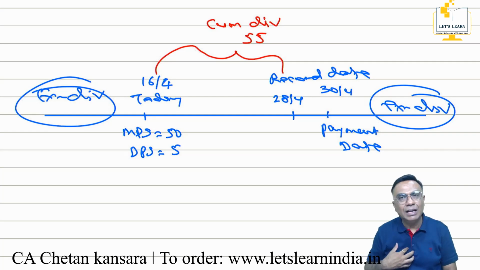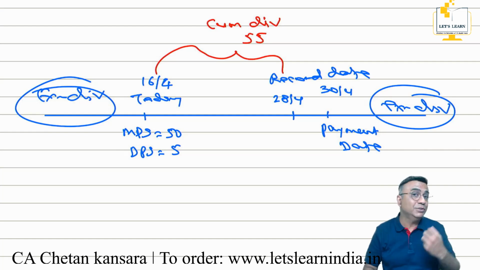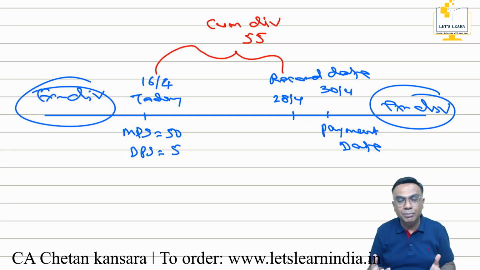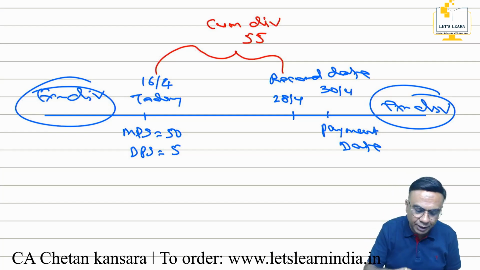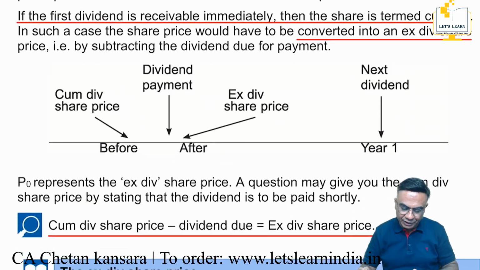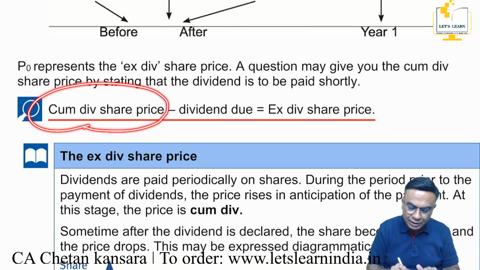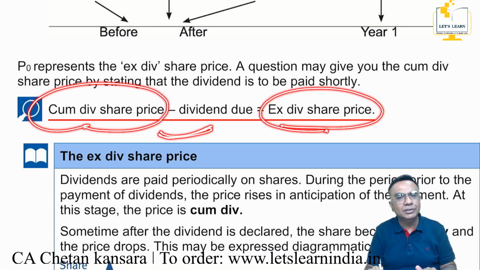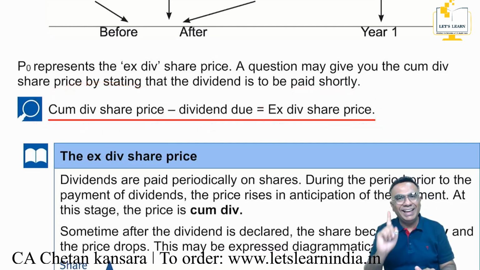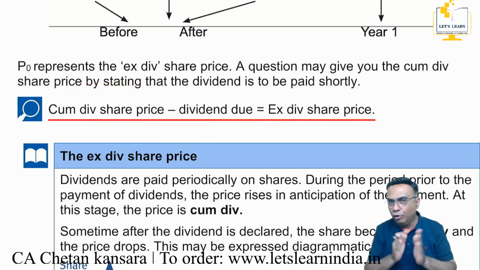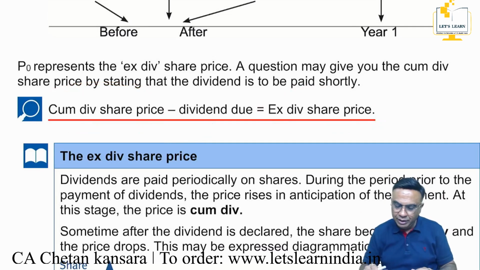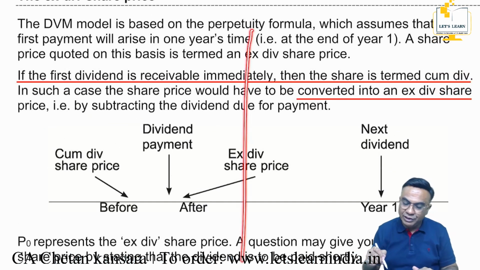Now for our calculation, when we calculate the cost of equity, what price should we take? We should take the ex dividend price because that is the regular price. Cum dividend is only for a short period. So here it explains everything: cum dividend share price minus dividend due will be the ex dividend share price, and we should consider the ex dividend price for our calculation.